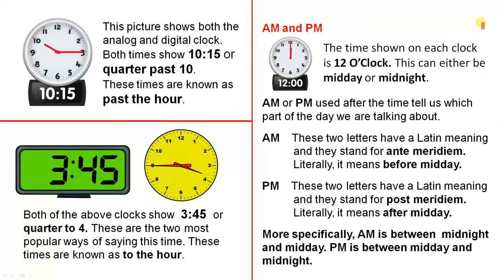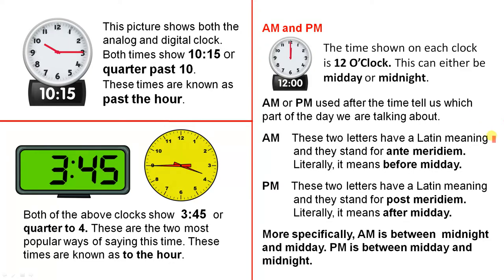AM and PM. The time shown on each clock is 12 o'clock. This can either be midday or midnight. Let's look at AM or PM. AM or PM used after the time tell us which part of the day we are talking about.